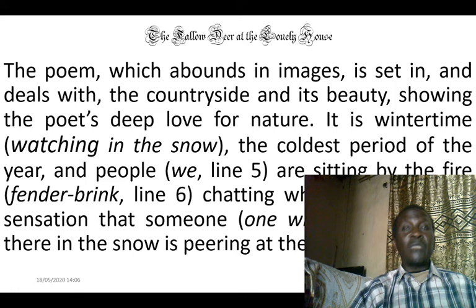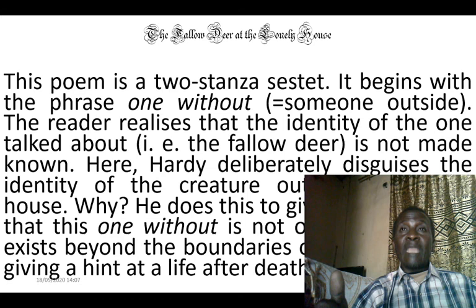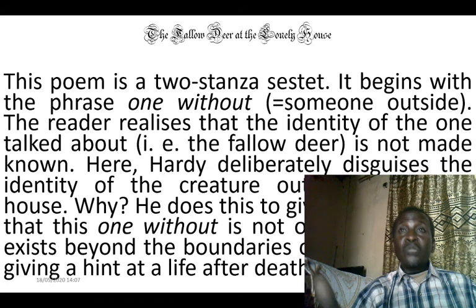This poem is a two-stanza sestet. A sestet, as we learned earlier, is a stanza made up of six lines. And this poem has two stanzas, each has 6 lines. That's why it is called a sestet. And this one is a two-stanza sestet. It begins with the phrase "one without," meaning someone outside.